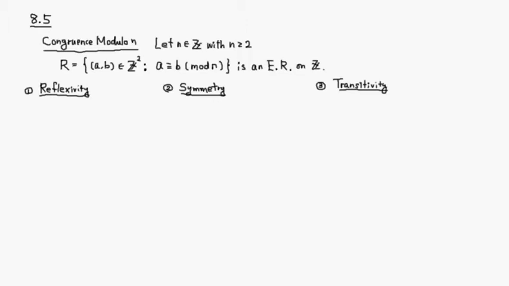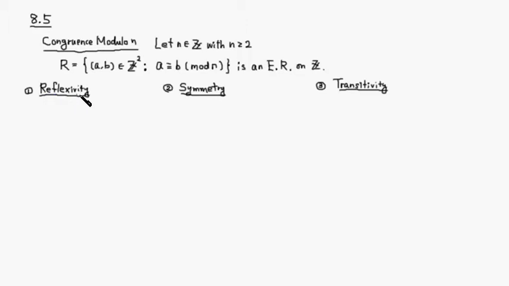Okay, let's look at section 8.5. This section talks about congruence modulo n as an equivalence relation. So let's look at that. We're going to define the relation as this: a is related to b if a is congruent to b mod n, and n is just an integer greater than or equal to 2. All right, so let's check all three properties.